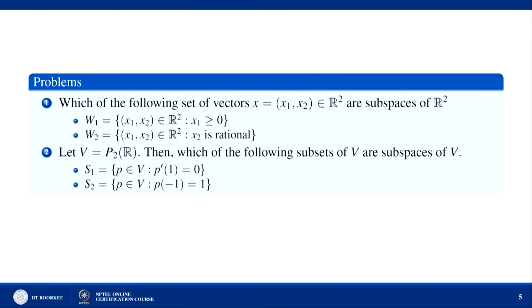Okay. Now, discuss the second problem. The second problem is we have taken V as P2, where P2 is all polynomials of degree less than or equal to 2 over the real field. Then which of the following subsets of V are the subspaces of V? The first one is all P in V such that P dash 1 equal to 0. Okay. So here V is P2 over the real field R, and W we have taken as all P in V such that P dash 1 is equal to 0.